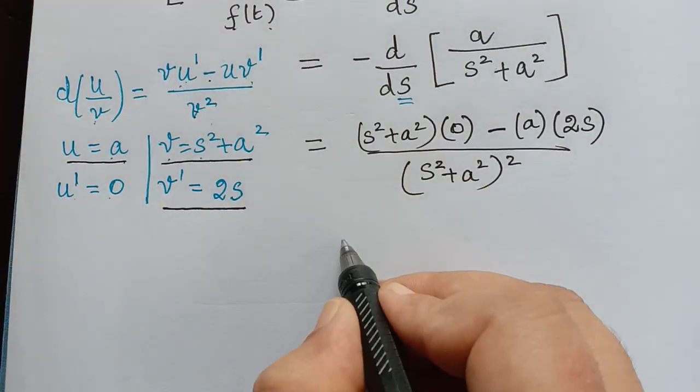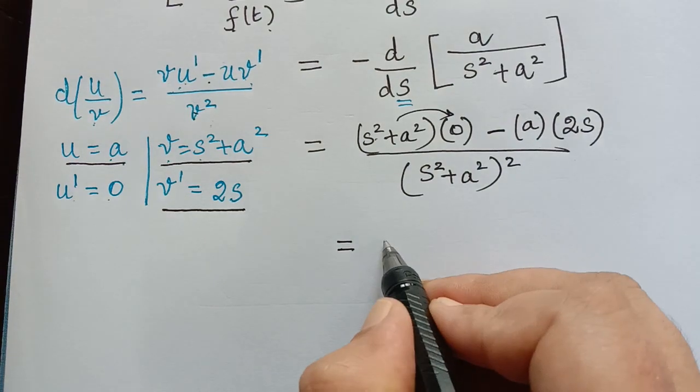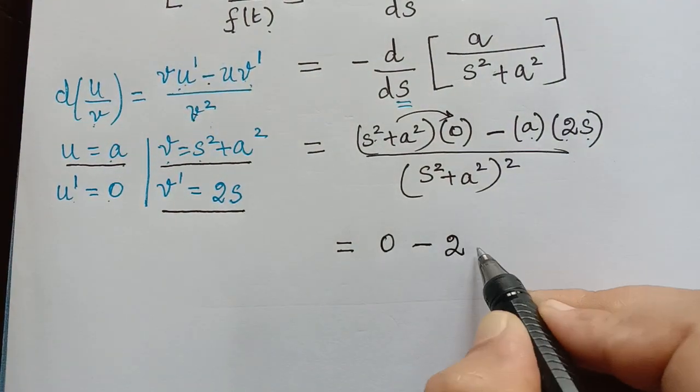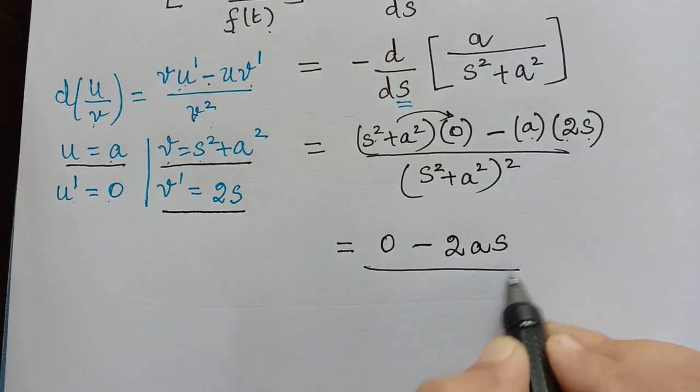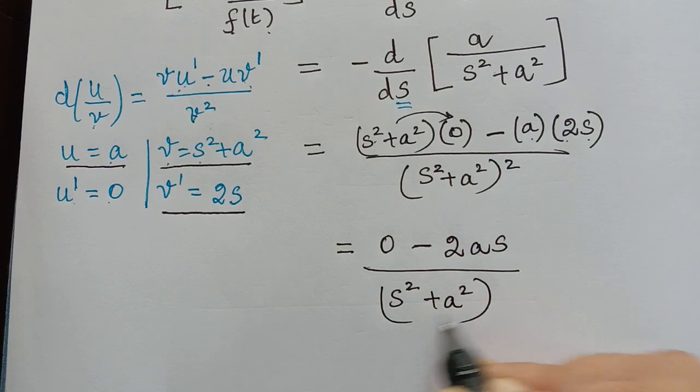So that will be further equal to s square plus a square multiplied with 0, which gives us 0, minus a multiplied with 2s, so 2as divided by s square plus a square the whole square.